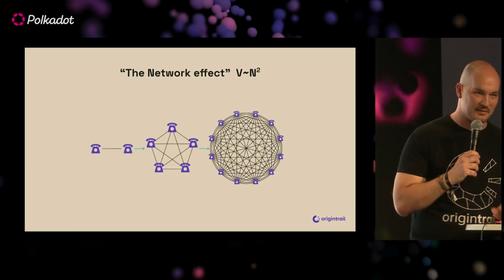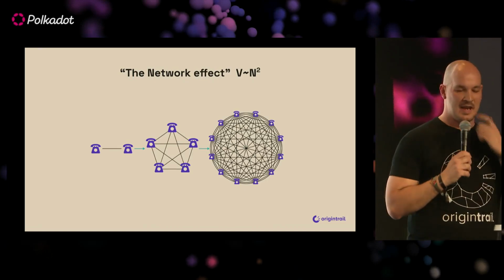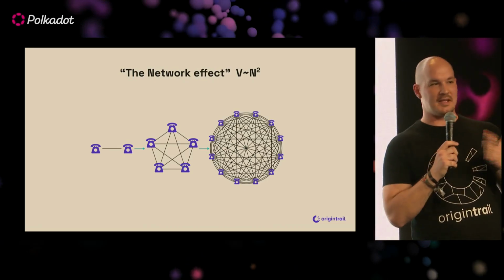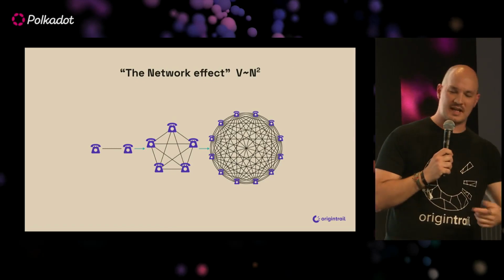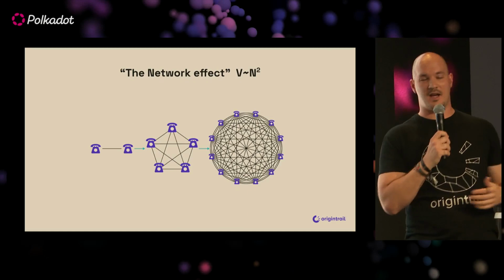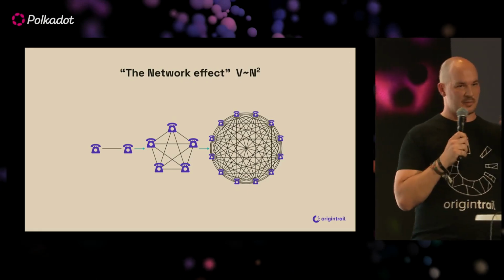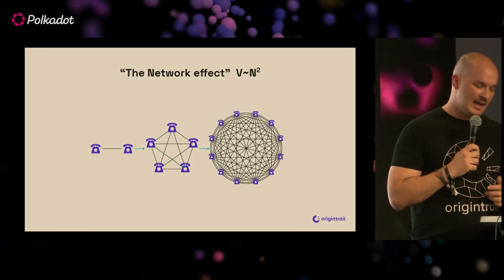And I'm sure you guys have heard of network effects before. If you haven't, this is the visual representation of it, which is actually called Metcalfe's law. Metcalfe's law says that the value of a network, of a knowledge network, of a telephone network, is proportional to the square of the number of participants of that network, so n squared.